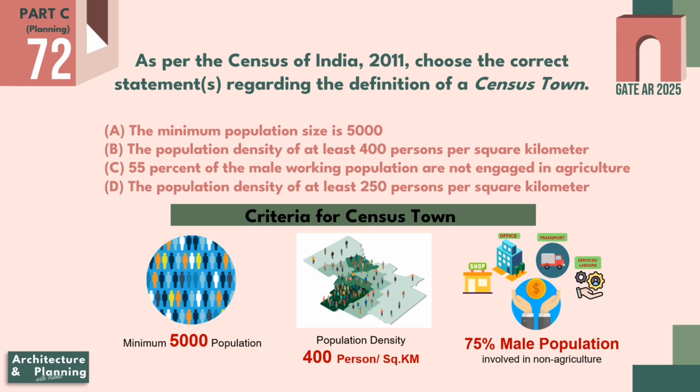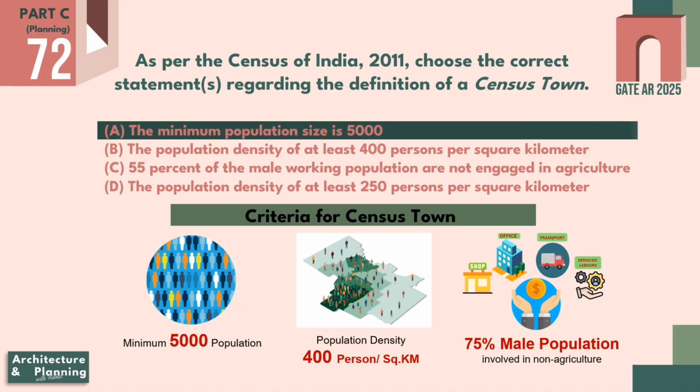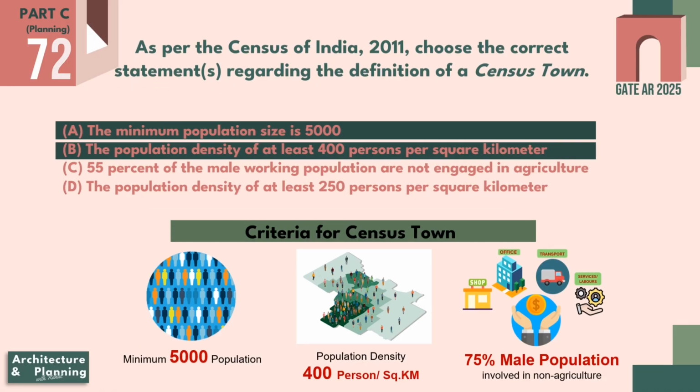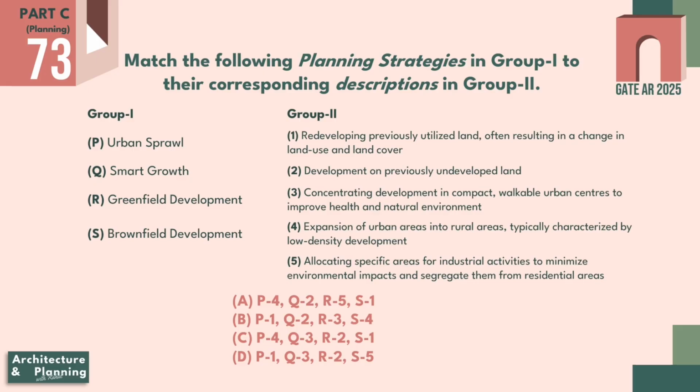So based on this, option A, the minimum population size is 5,000, and option B, the population density of at least 400 persons per square kilometer, are the correct options of this question. Next question is, match the following planning strategies in group 1 to their corresponding description in group 2.